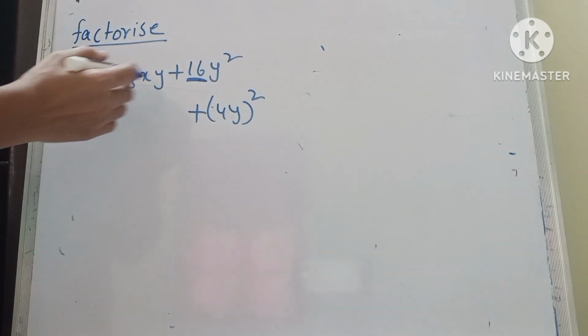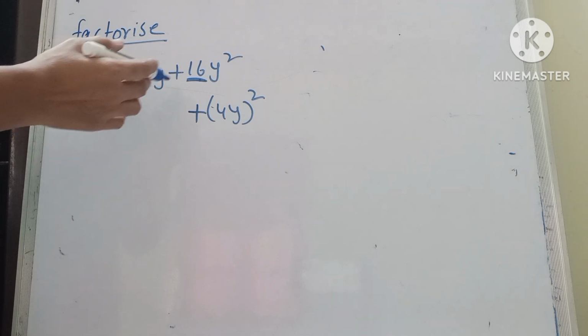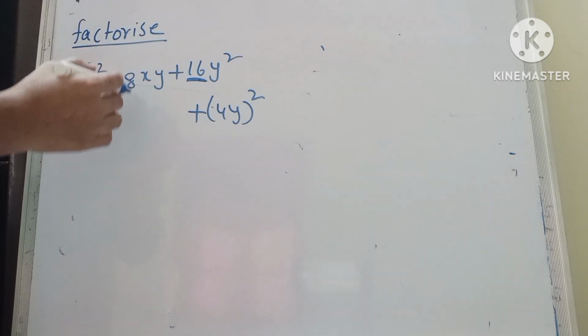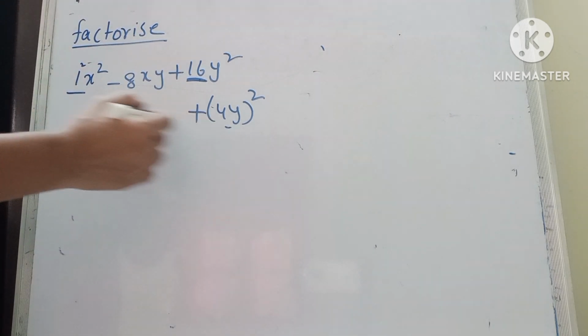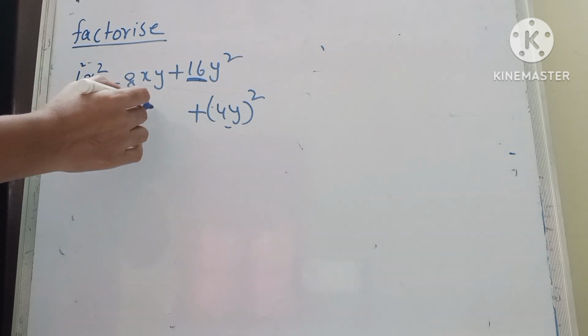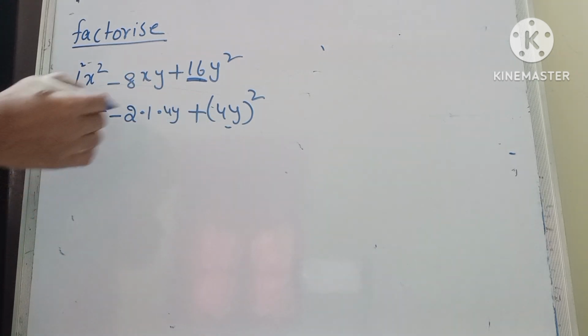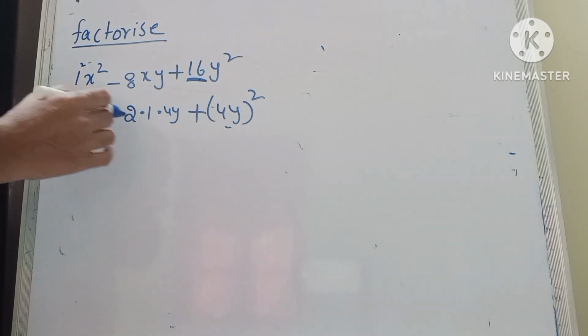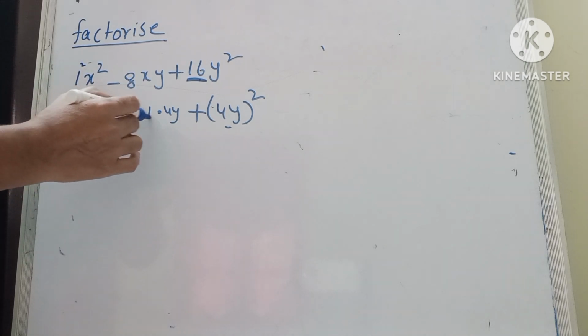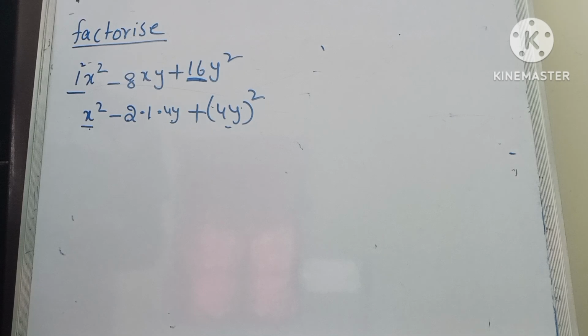So did you observe this? Is this in the form of a square minus 2ab plus b square? Try it. So a is x and b is 4 times y. Right? 2 times a is 1 and 2 times ab, b is 4y. Is that in the form? Yes. So x square minus 2xy plus y square.